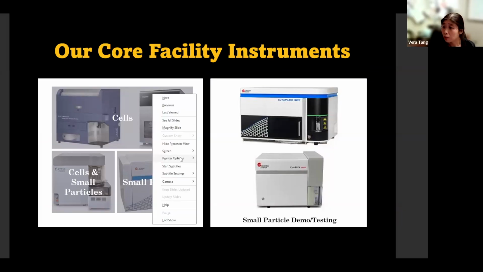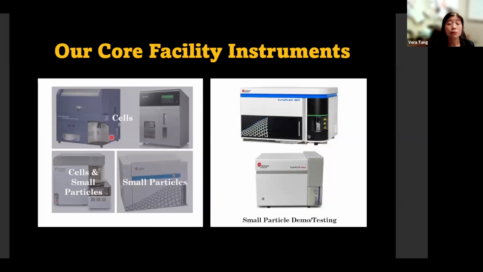Let me just change my pointer options. So yeah, we have a Fortessa, and we have an SH800 for our sorting. For our small particles, we have our Beckman Coulter CytoFLEX, and we also have an Aurora with an ESP. Right now we're doing some testing with the small particle flow cytometer, the CytoFLEX Nano, and some of it is also done on the CytoFLEX SRT. So these are two instruments that we're doing some testing on to see how we feel about the data.